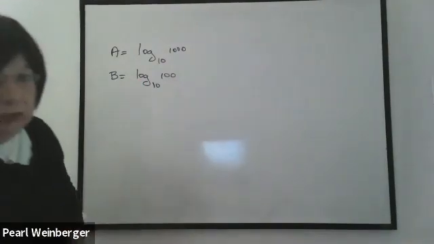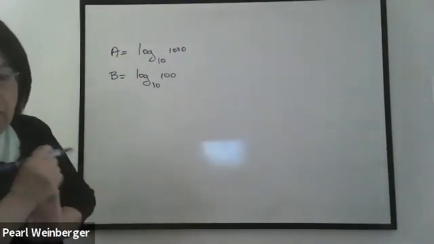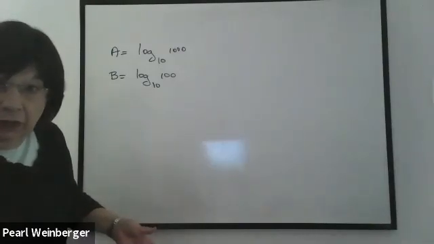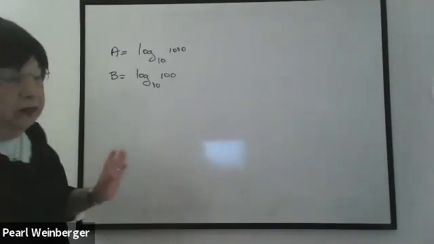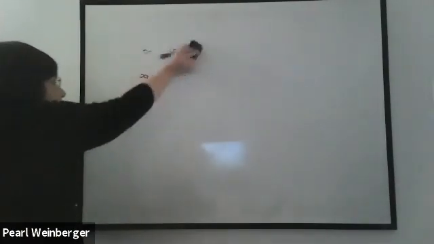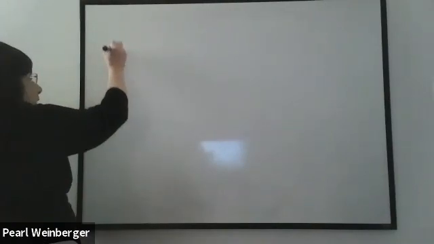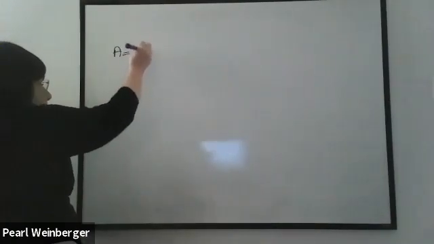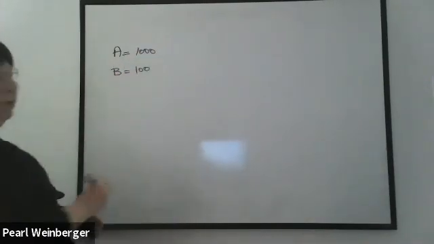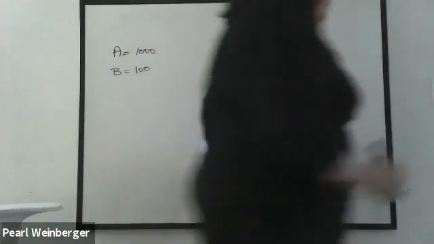Okay, so I have these two numbers. Wait, let's start over again. Let me do it a simpler way. Sorry, starting something. Let's take A to be the number 1,000. And let's take B to be the number 100. Much easier that way. Okay.